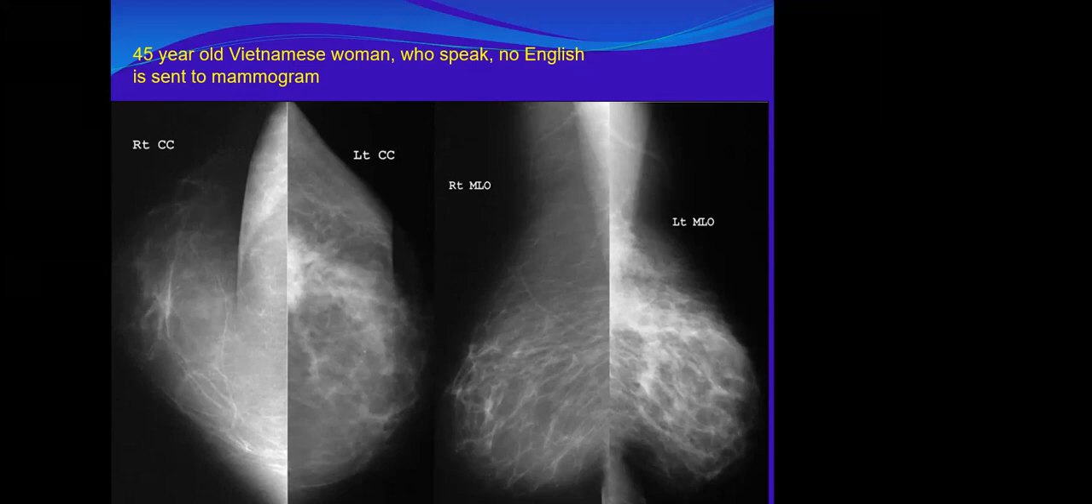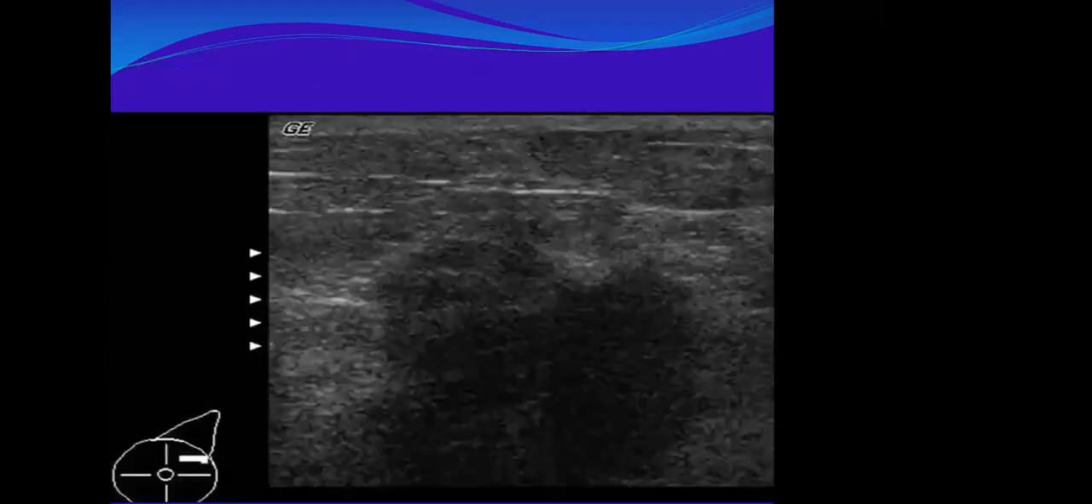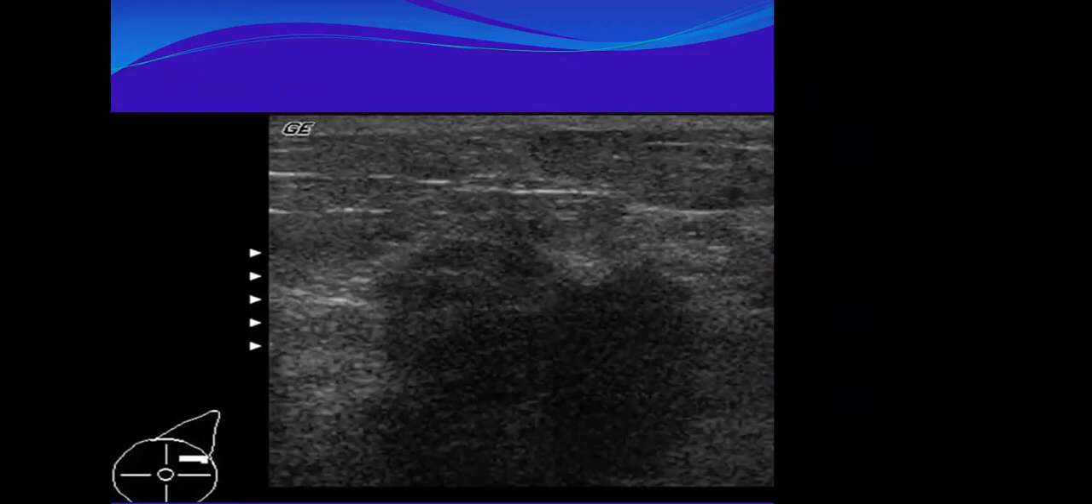The next is ultrasound. Okay, so there is a language barrier. It is important because we have to ask about history, but as they mentioned, there is a language barrier. So this is the ultrasound. Ultrasound shows a large heterogeneous hypoechoic and hyperechoic mass with areas of indistinct margin and areas of microlobulation.